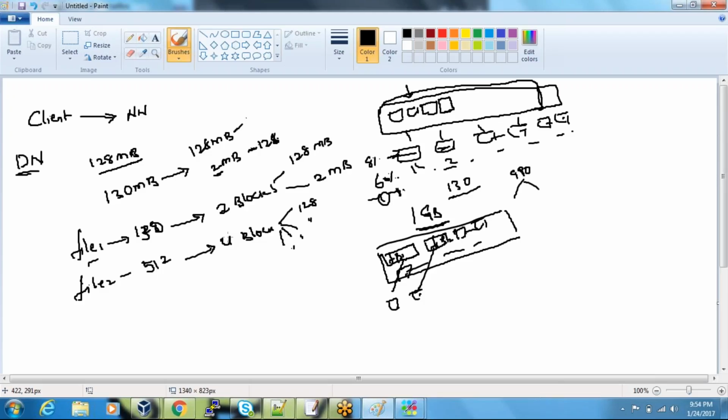So the client has to do hit and trial. Okay, put x.txt. Now NameNode will tell that x.txt already exists. So yes, try with a new name. Correct. Okay.